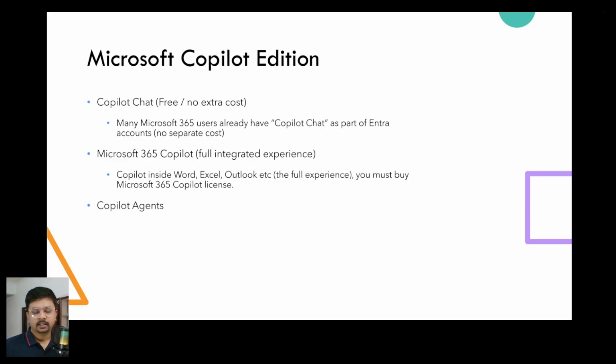Second is Microsoft 365 Copilot, which is the license version. Whoever has the license version can have the integrated Copilots in Word, Excel, Outlook, right? Currently Microsoft is rolling out this Copilot for everyone, but licensed users can do a lot more compared to non-licensed users. Third is Copilot agent. There are two types. The first is agent builder, which we can build using Copilot Studio Lite, and the second is Copilot Studio Full.